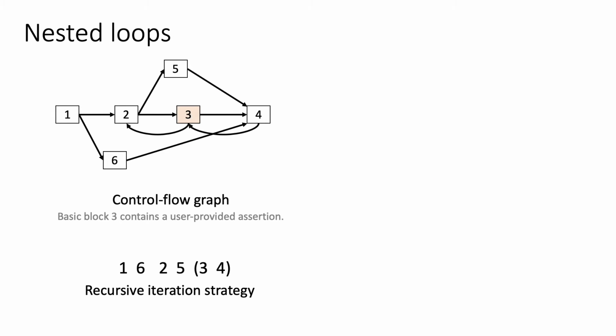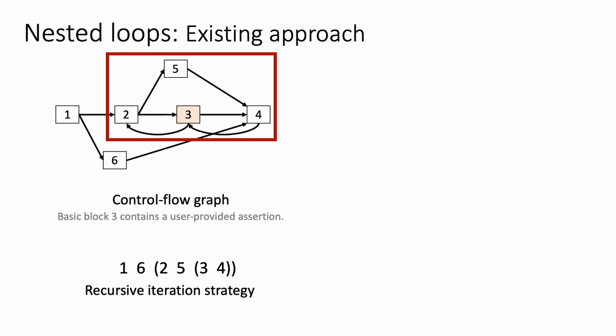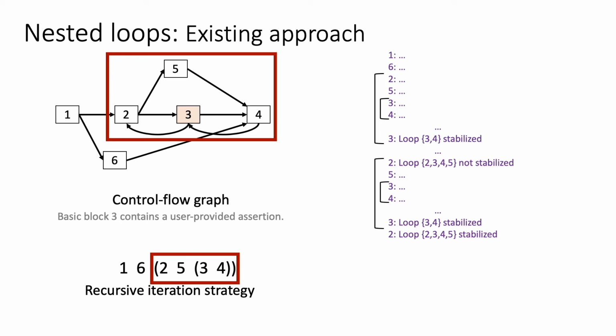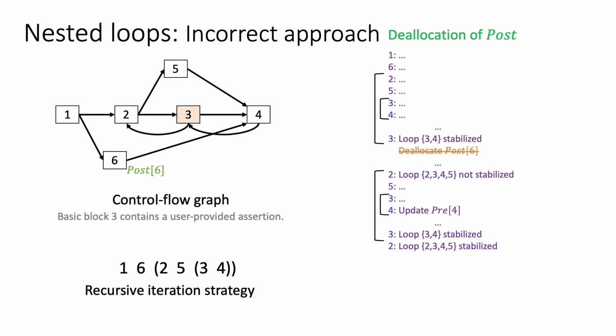Adding this edge creates our final example with nested loops. Recursive iteration strategy is again modified to reflect this change. It clearly shows the nesting of the loops. The execution trace now has repetitions for the outer loop elements. The outer loop is iterated until it stabilizes. Note that inner loop is iterated until its stabilization in each of the outer loop iteration.